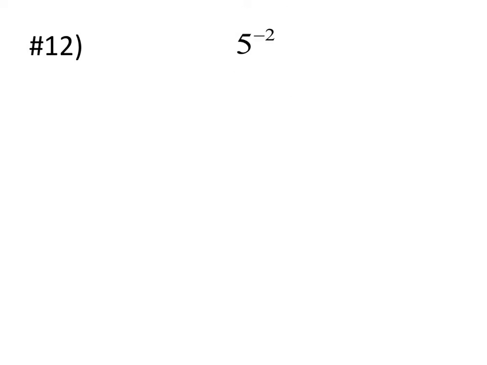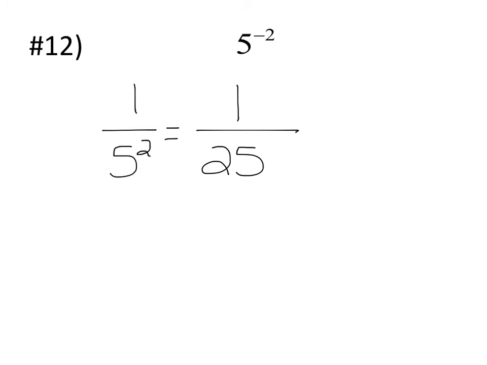So number 12 is 5 to the negative 2. So remember, if you have a negative exponent, you drop it like it's hot. So this becomes 1 over 25. I skipped a step there. I should have gone 1 over 5 squared, which then you know is 1 over 25.